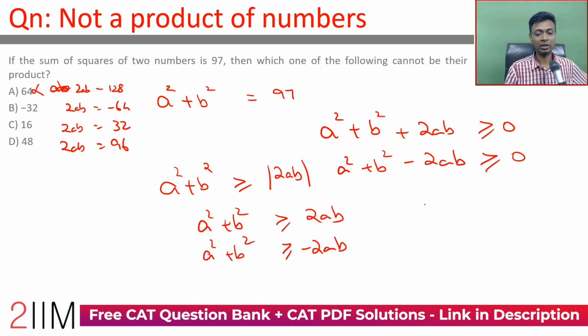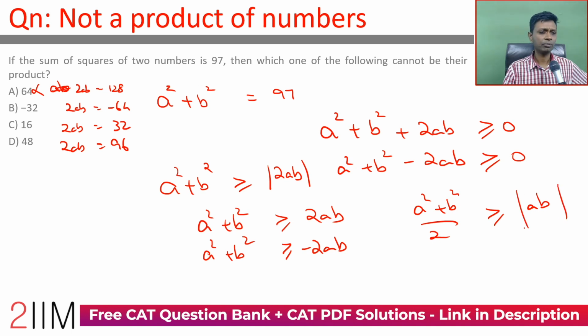That's the condition: (a² + b²)/2 is greater than or equal to |a·b| all the time. And so this idea is very important, very useful. So here it is summing up to 97. So 2ab has to lie between 97 and minus 97, or ab should be less than 97/2 and greater than minus 97/2. All of these work, this one doesn't.